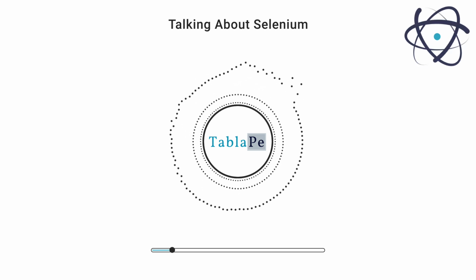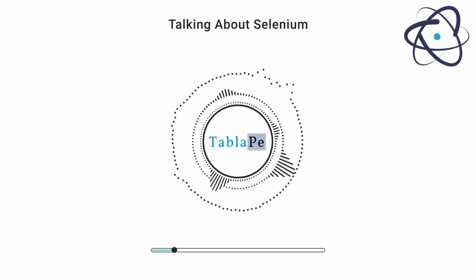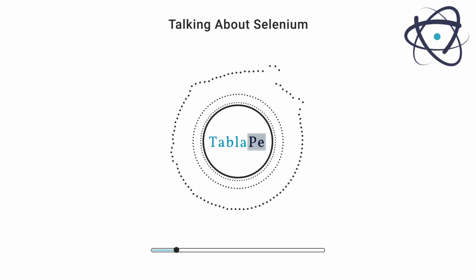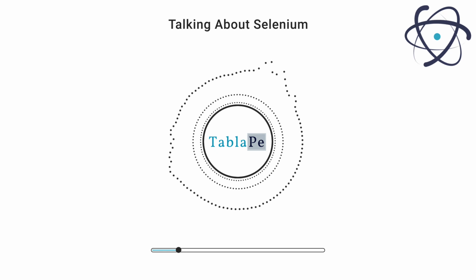Selenium is one of the most important elements in the human body. It plays an essential role in the protection of the body against free radicals, which are harmful to the body. The average human body contains about 14 milligrams of selenium.